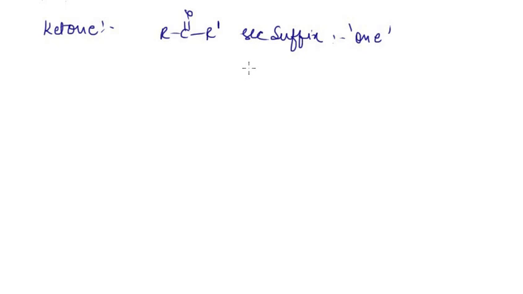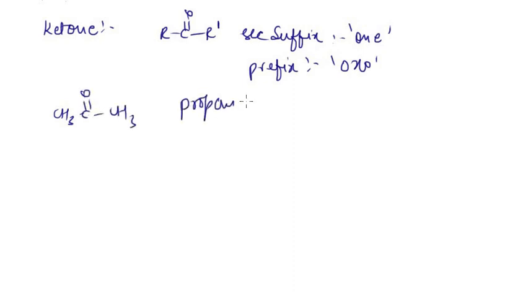and the prefix is used as oxo and ONE. So now let's talk about the very basic ketone, that is CH3 C double bond O CH3, that is propane 2 one, or we can count as propane 2 one or propanone.